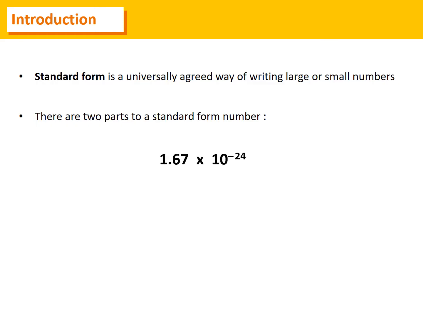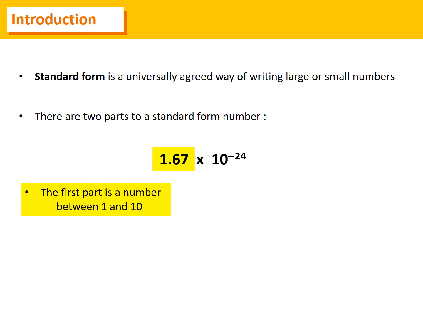There are two parts to a standard form number. The first part is a number between 1 and 10. That number can equal 1, but it must be less than 10. And this number is being multiplied by a power of 10.